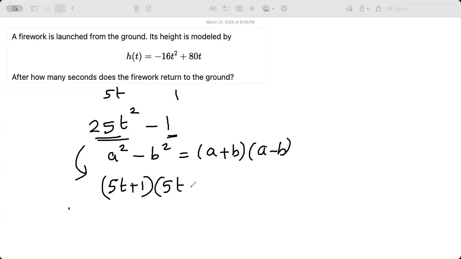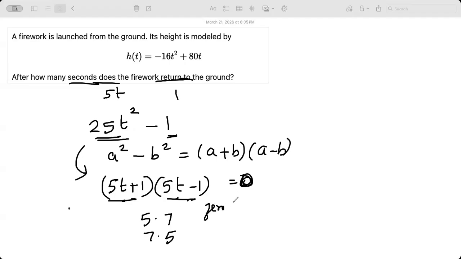You got it? Now after factorizing, you're going to equate it to 0 here. How many seconds after you are going to return to the ground? Y is equated to 0. You got it? Now suppose if I equate this to 0, product of two numbers, it cannot be 5 times 7 or 7 times 5. One of it has to be 0. Correct, ma? That is called the zero product rule. Zero product property. Meaning there are two numbers who multiply and give a 0.